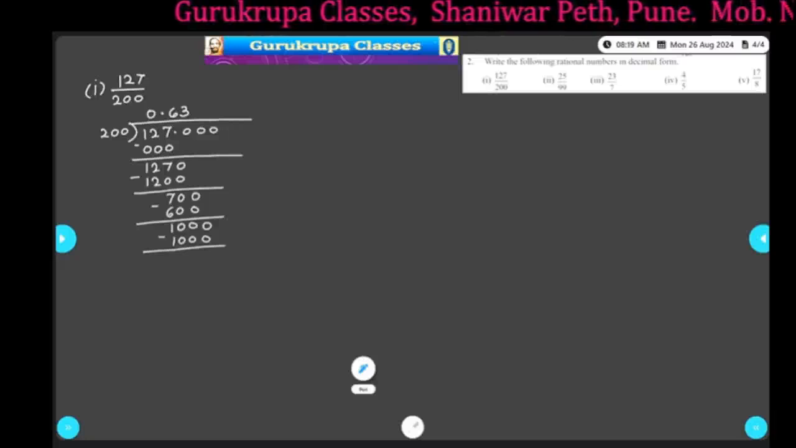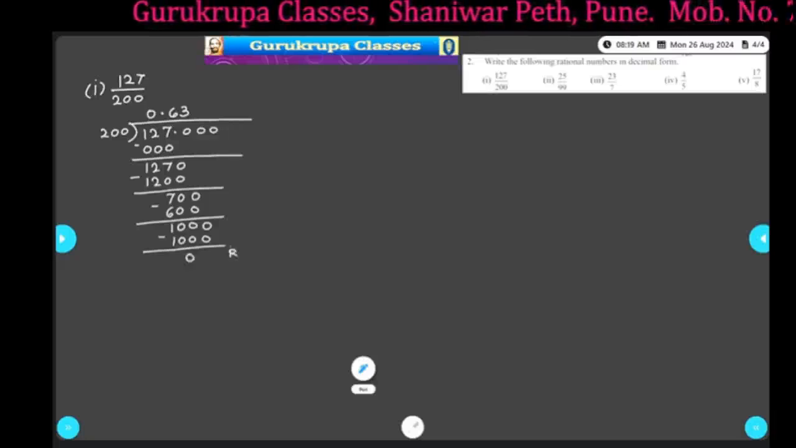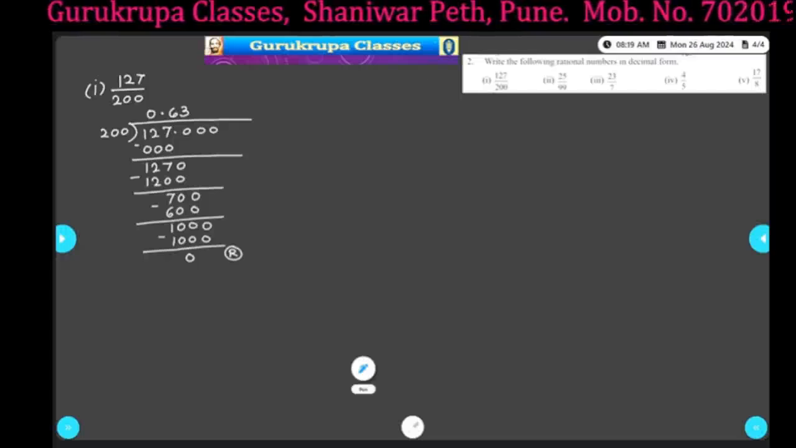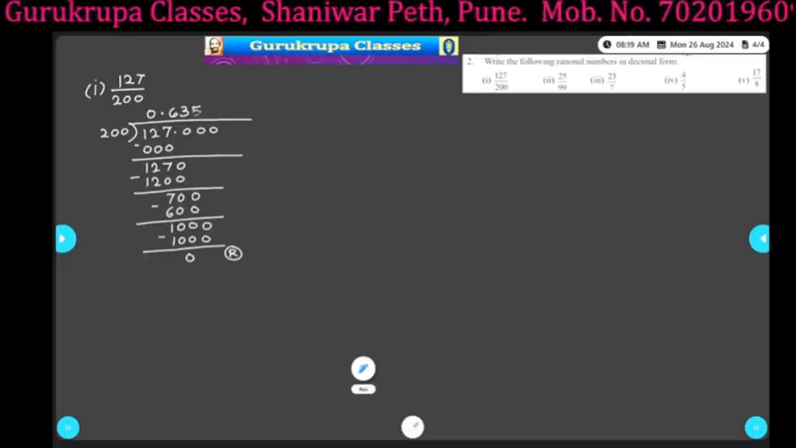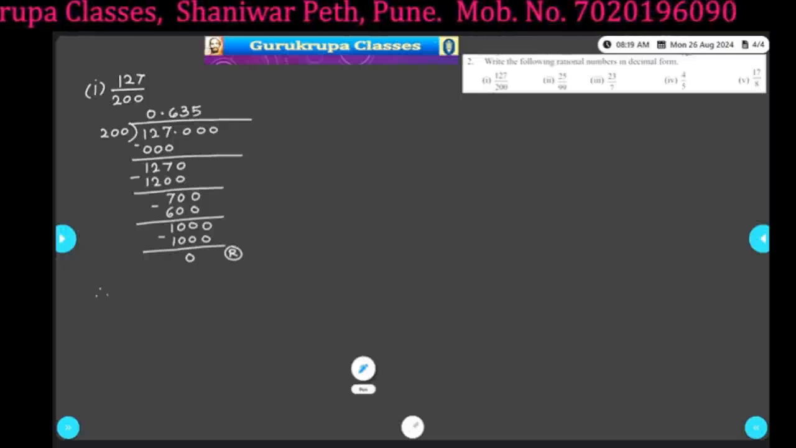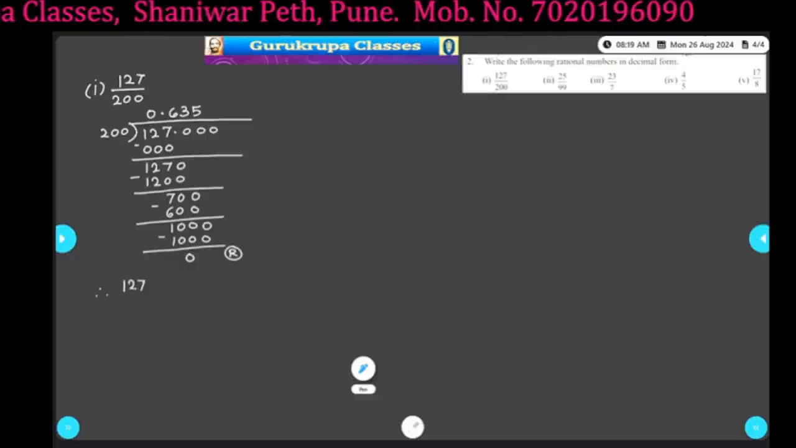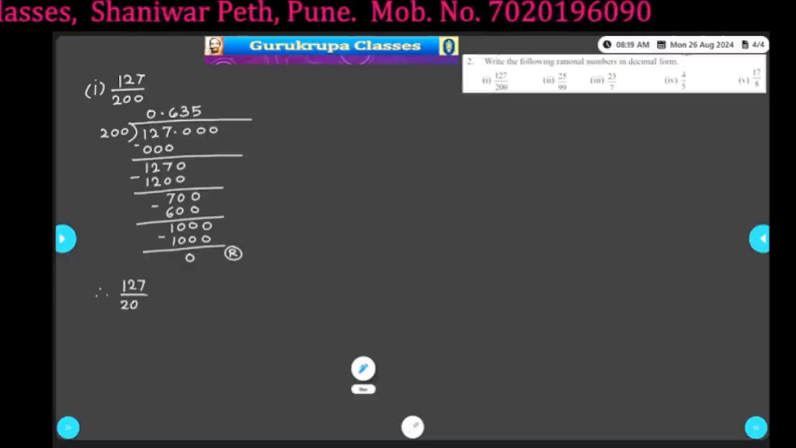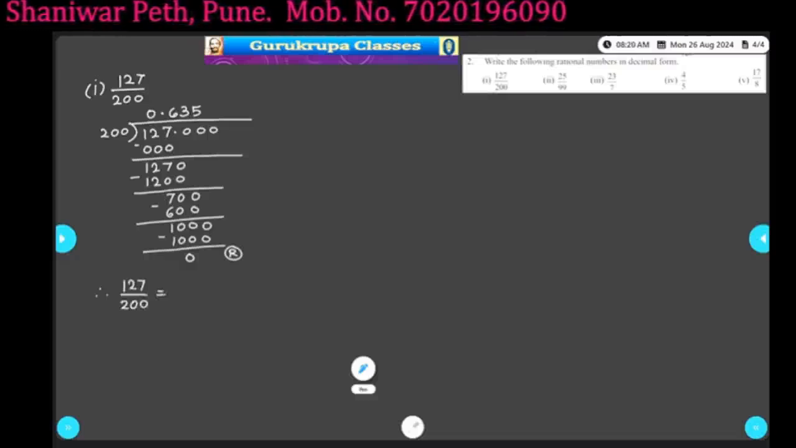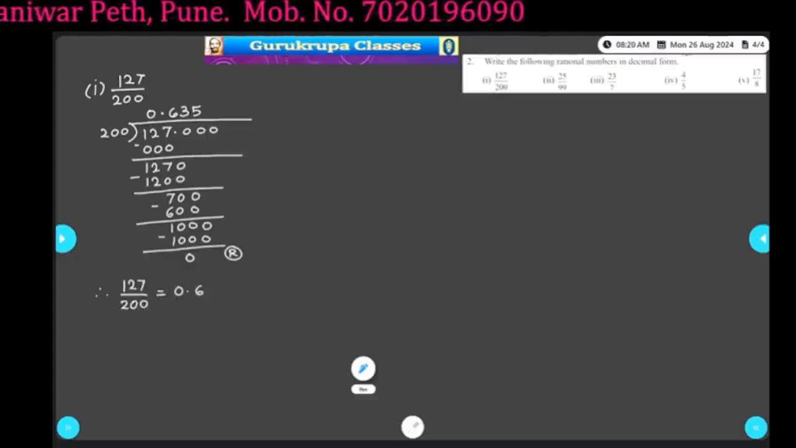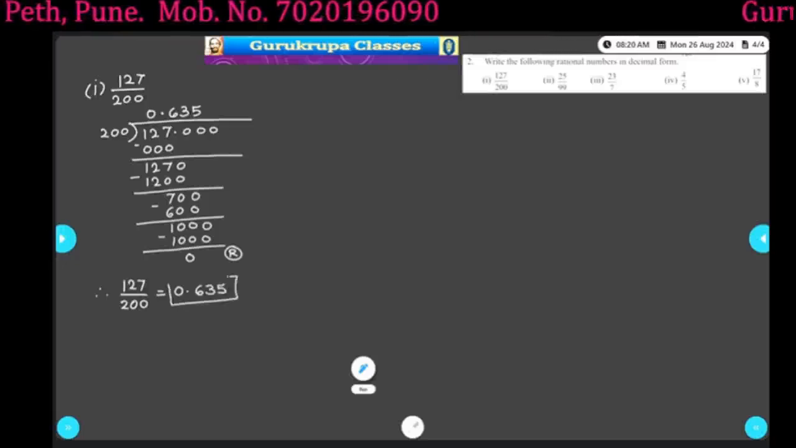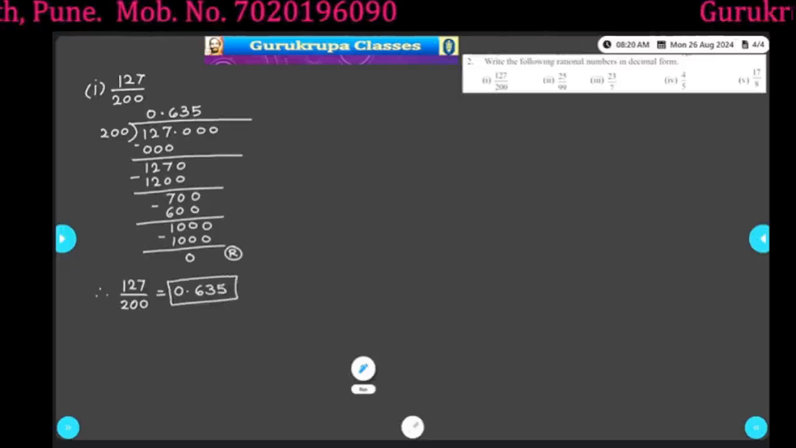So here we get the quotient, remainder 0. The division is terminating over here. So thus the decimal form of 127 upon 200, this rational number given to you, is terminating. 0.635 is the decimal form of the given rational number.